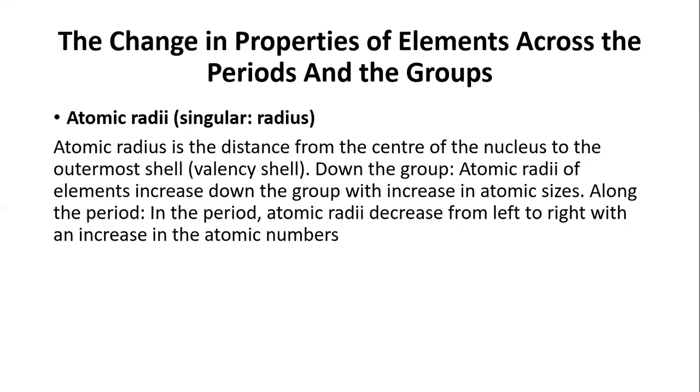Now let's see the other property, the atomic radii; singular, it is radius. The atomic radius is the distance from the center of the nucleus to the outermost shell, that is the valence shell. Down the group, the atomic radii of elements increase with increasing atomic size, while along the period, the atomic radii decrease from left to right with an increase in atomic numbers. So we've discussed these two changes in properties of the elements across the periods and the groups.